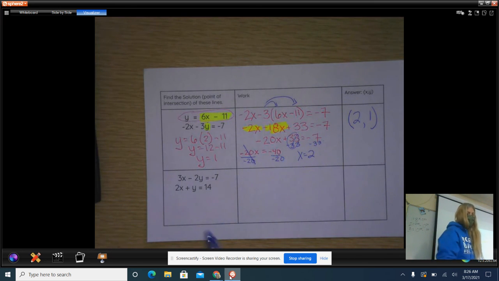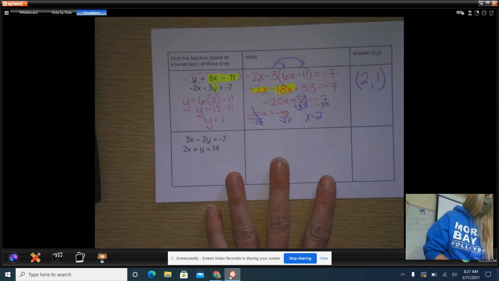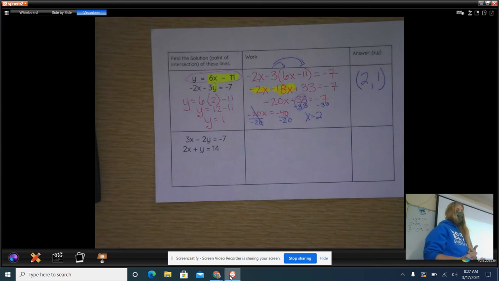Okay, let's go ahead and take a look at our second problem. Our second problem here, we're going to use elimination. Or we could use substitution if we rewrote this one so y was equal to it. But we're going to go for elimination just so we can see another technique. Now for elimination, we want one of them to be opposite of each other because we're going to add them together and one of our variables is going to cancel out.